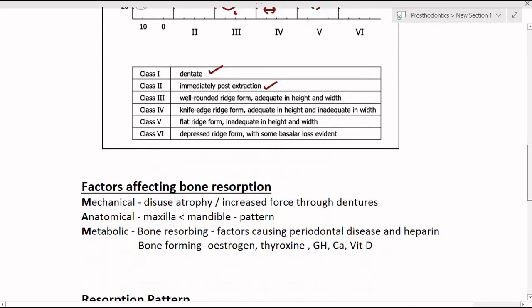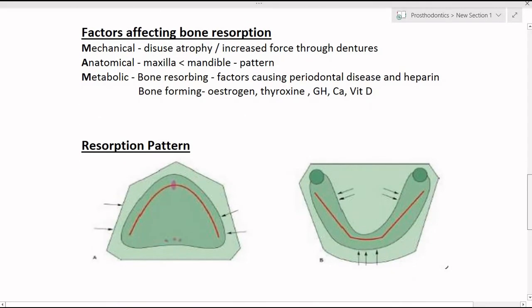Next, I come on to the factors which are going to affect your bone resorption. Now, a way to remember them is MAM. RRR and MAM. The first M is for mechanical. This means that if there is disuse atrophy, basically if a patient decides to totally go on to a liquid diet, so they're not using, that is disuse. Because of the disuse atrophy, the bone will start to resorb.